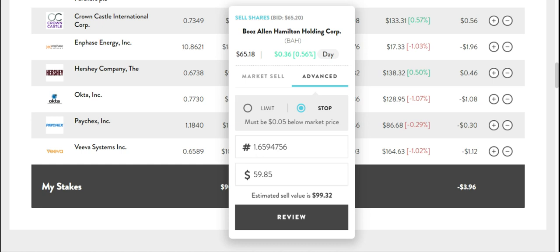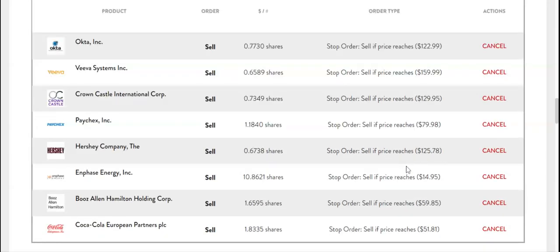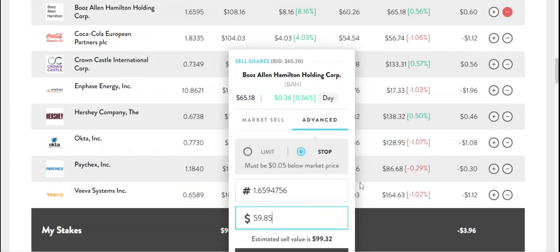That's how many shares I've got of this particular Booz Allen share. And I've put in this price here to say I want to only sell this when it gets down to $59.85. And so if I go down and see Booz Allen, see how I've got it $59.85, and the current price, remember, is around $65.18.